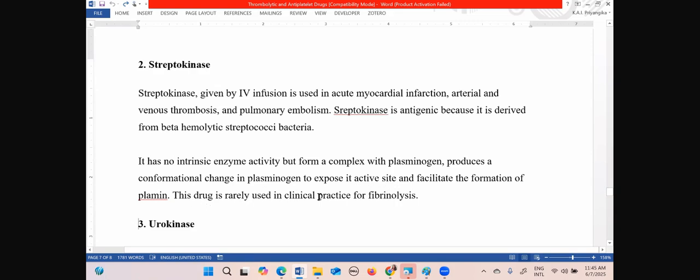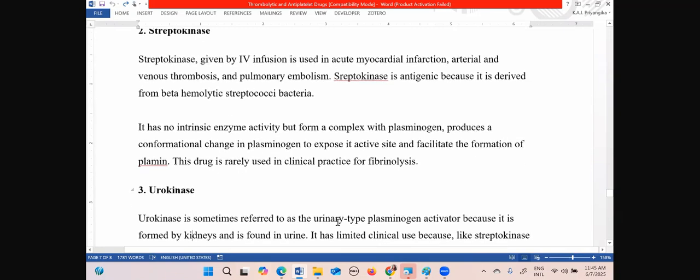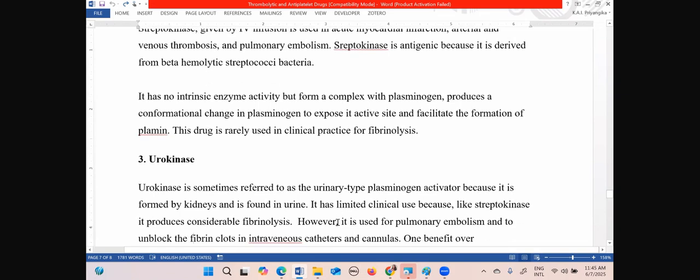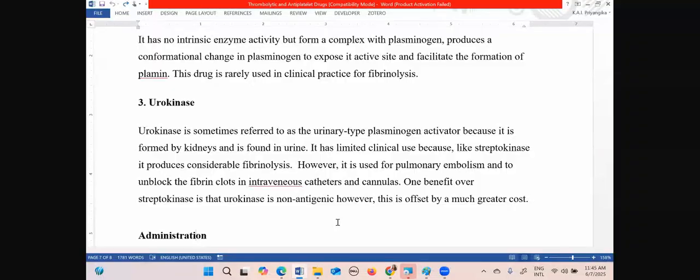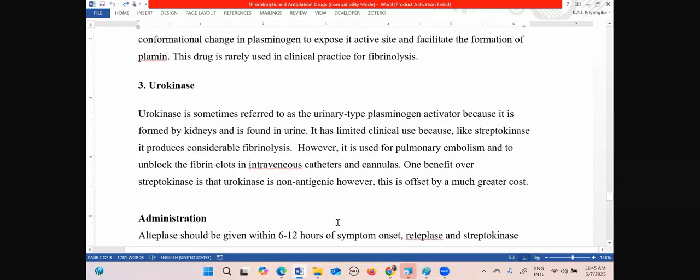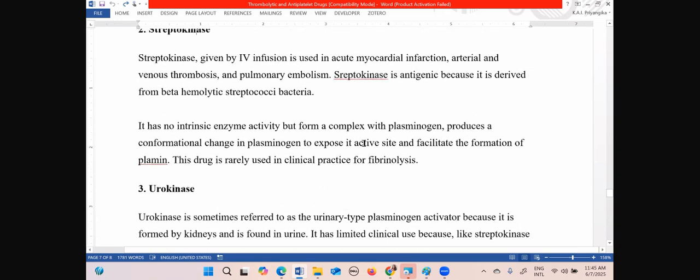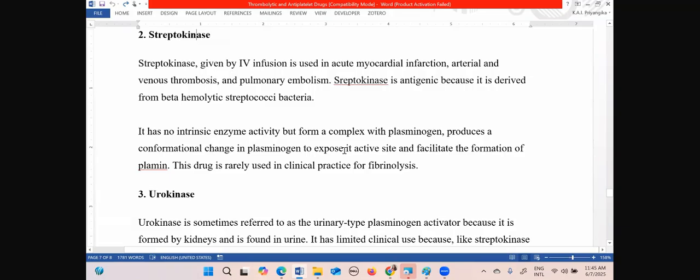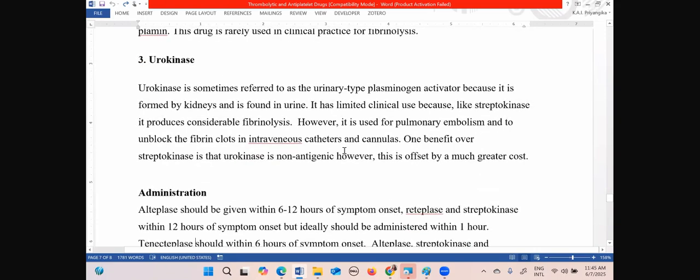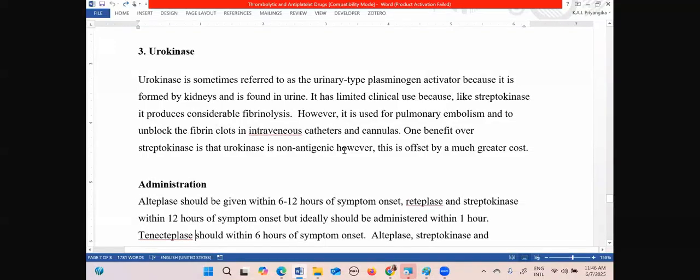This drug is rarely used in clinical practice for fibrinolysis. Urokinase is sometimes referred to as the urinary type plasminogen activator because it's formed by the kidney and is found in urine. It has limited clinical use because, like streptokinase, it produces considerable fibrinolysis. However, it is used for pulmonary embolism. Rarely used in clinical practice means it is not a regular drug given day to day for a disease; we mostly use it in emergencies. Urokinase is non-antigenic, but it is expensive.